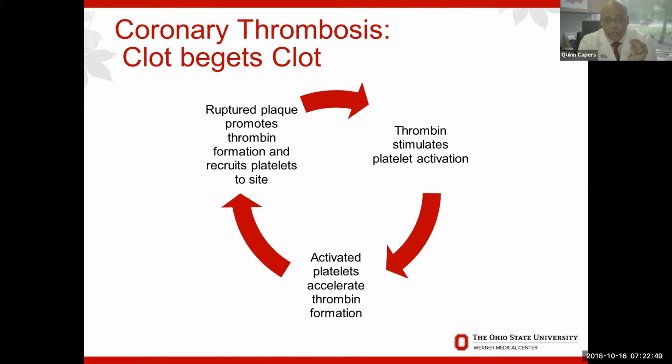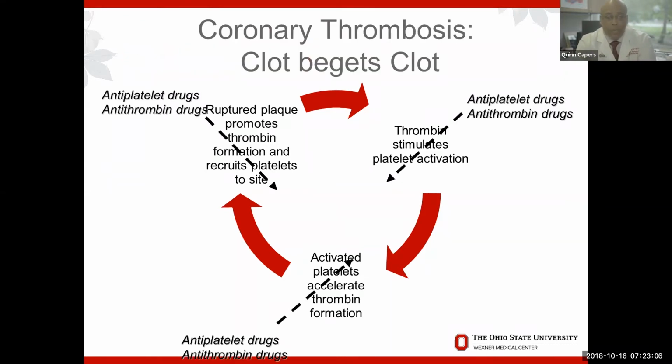So in order for us to treat our patients effectively who are having an acute myocardial infarction, we have to inhibit both the platelet arm of the thrombosis and the thrombin arm of thrombosis. So it takes both anti-platelet drugs and anti-thrombin drugs. One without the other won't be sufficient in order to break this vicious cycle.